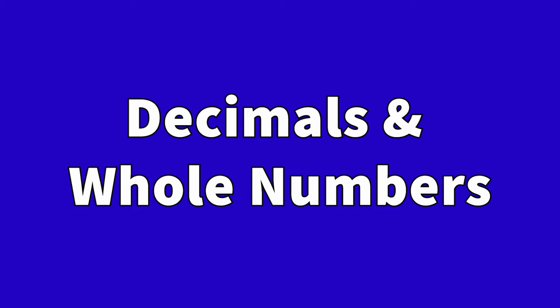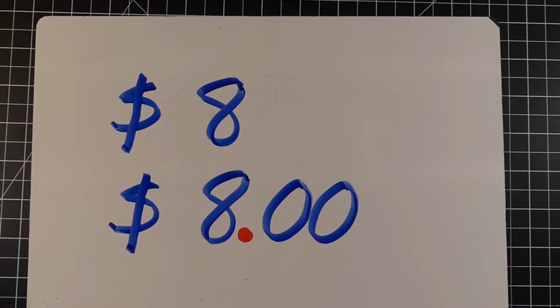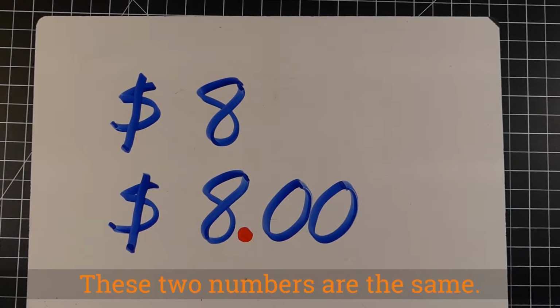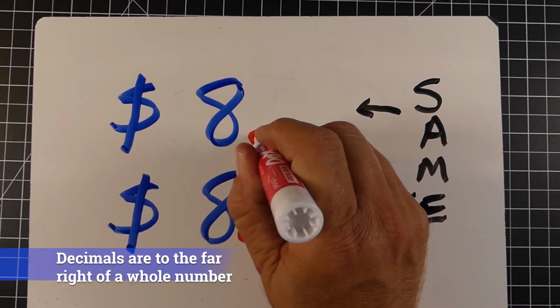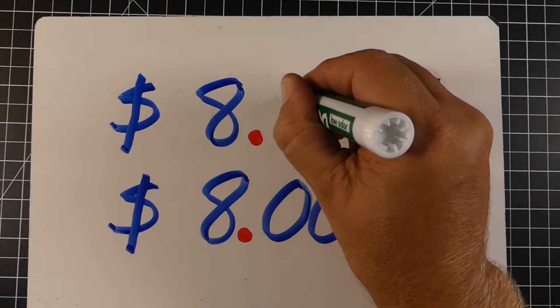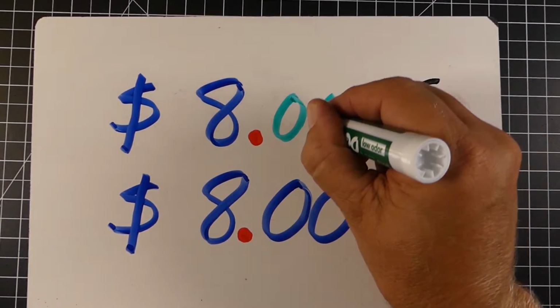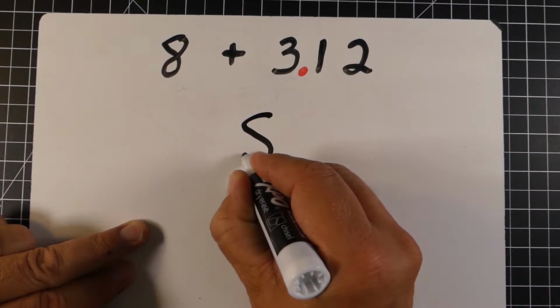Here's another example. Now this one uses a whole number. If you look at these two numbers, they're the same. They're both 8. The one above though didn't have the decimal. Even though you don't see it, the decimal is there. It's always to the right of a whole number. If you want to throw in a couple of zeros there, you can.